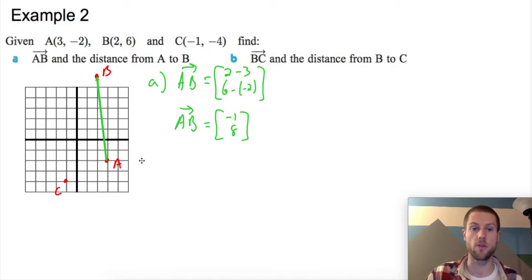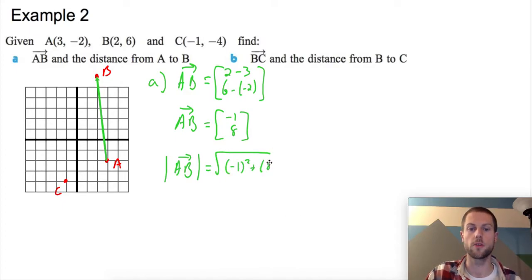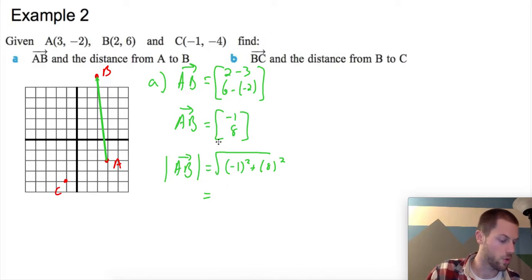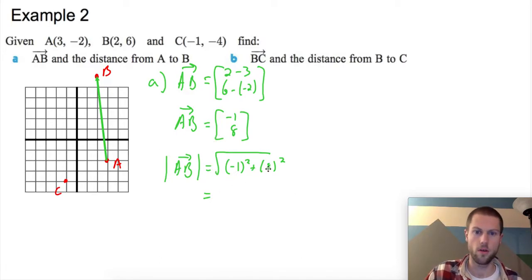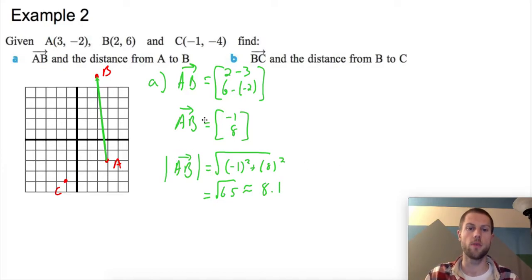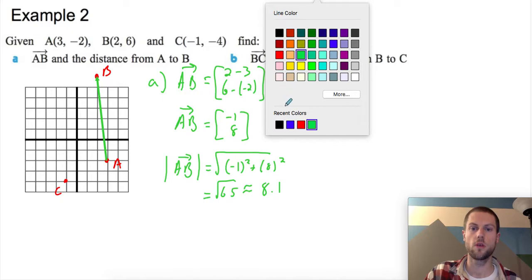Now let's find the distance, or the magnitude, of this vector. So the magnitude is going to equal the square root of the sum of the squares of the components. So I want the square root of 1 squared plus 8 squared, and that's going to come out to be the square root of 65, which comes out to be about 8.1. So there you have it. There's vector AB.